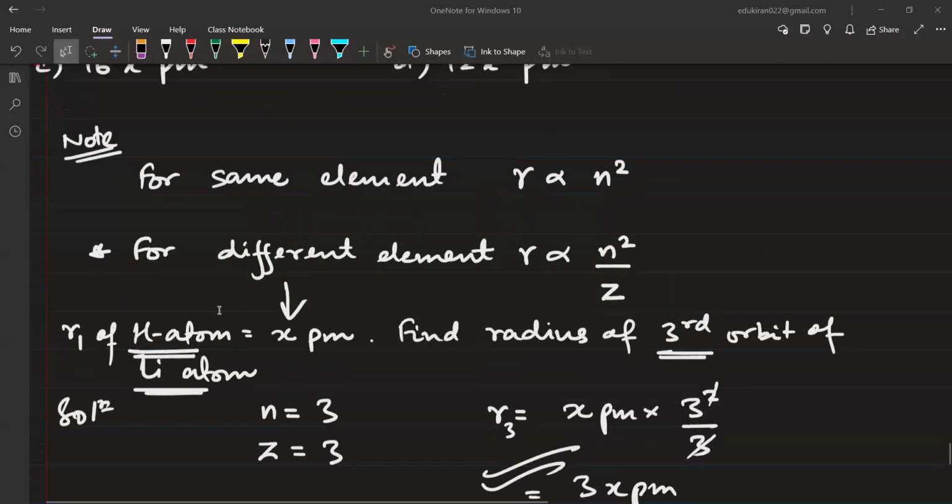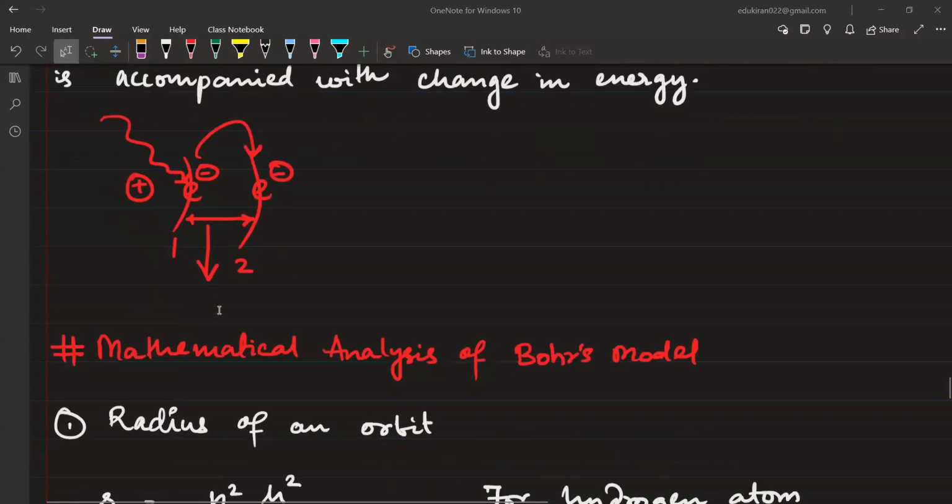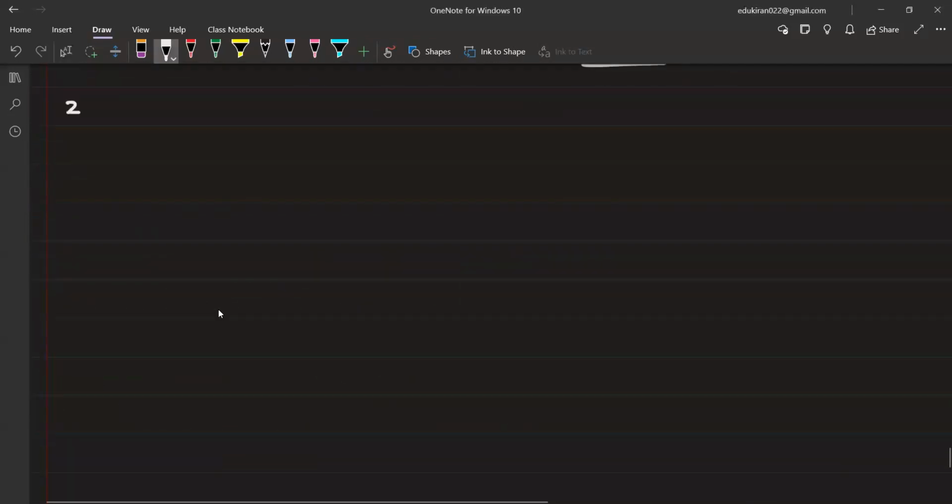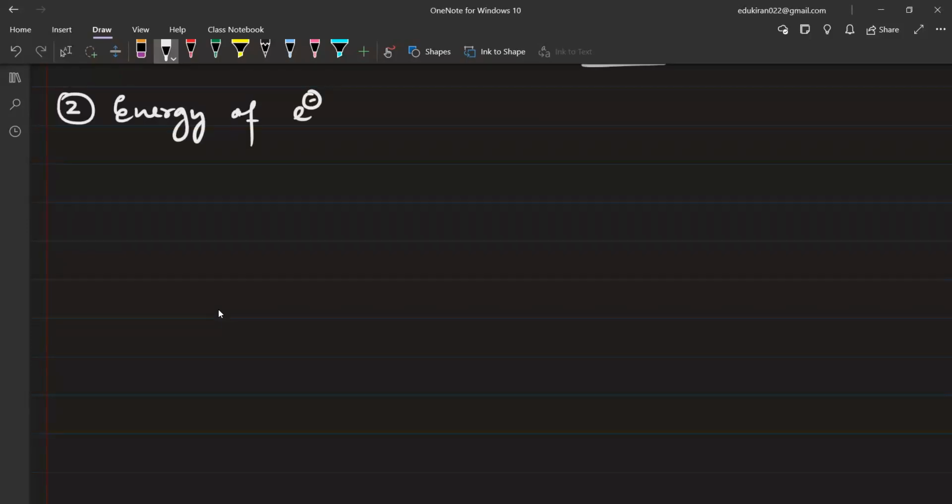How are we writing these things down? अच्छा, white से लिख रहा है। Second is energy of electron. Now, energy of the electron in nth orbit will be equal to minus 13.6 into Z square divided by n square. This will be electron volts per atom.